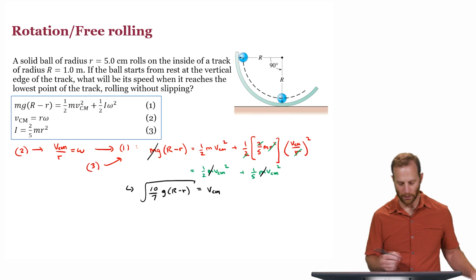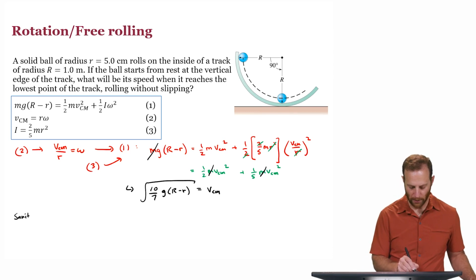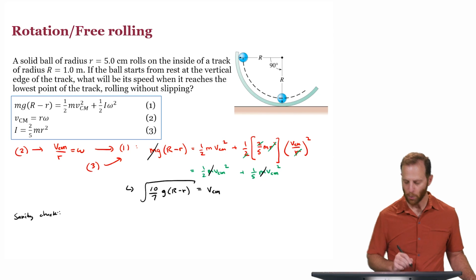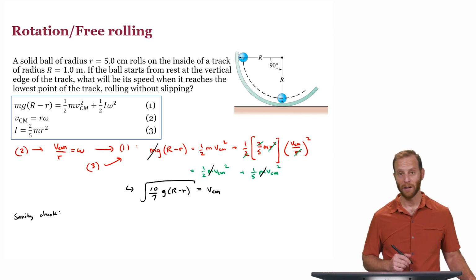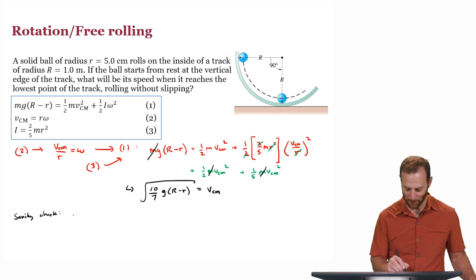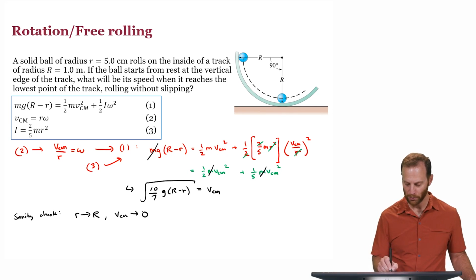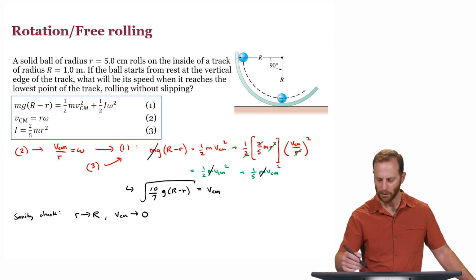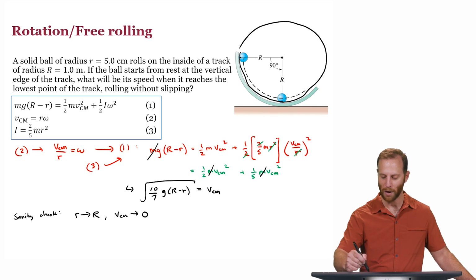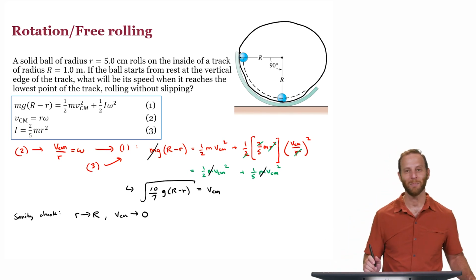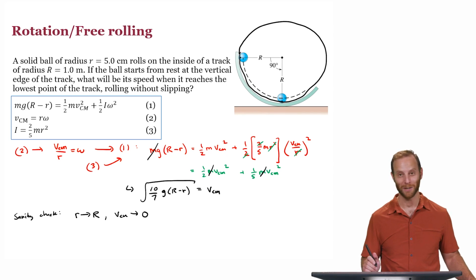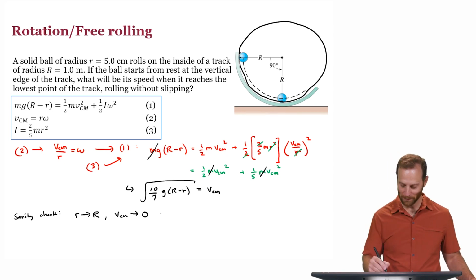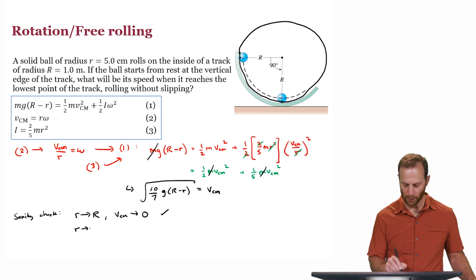Now we should do a sanity check to see if this makes sense. The sanity check. What happens when little r gets so big that it is equal to the radius of this track? So when little r becomes big R, then what we have is the center of mass speed goes to 0. Does that make sense? Well, think about this. What we're saying is if the sphere has a radius that approaches the radius of the track, then basically it starts and ends in the same position. And so naturally, if it started at rest, it's going to end at rest. So that makes sense.